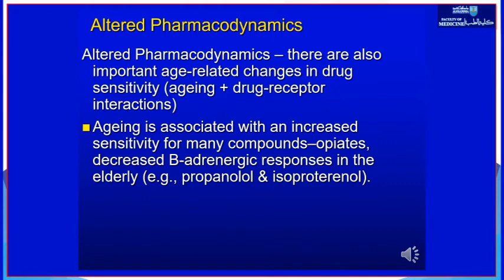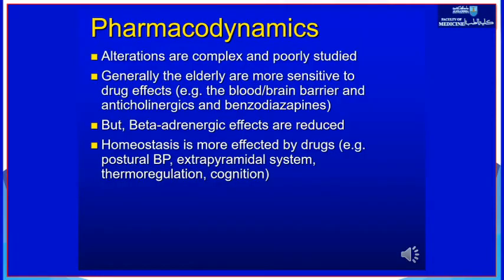And on the other hand, we have decreased beta-adrenergic responses in the elderly. Therefore, it is not wise to use a beta blocker to treat hypertension in the elderly. The alterations in pharmacodynamics can be complex and are usually poorly studied. Generally, we find the elderly are more sensitive to drug effects, for example, at the blood-brain barrier with anticholinergics and benzodiazepines. We have to be careful of these drugs in particular. We'll talk about this later on.